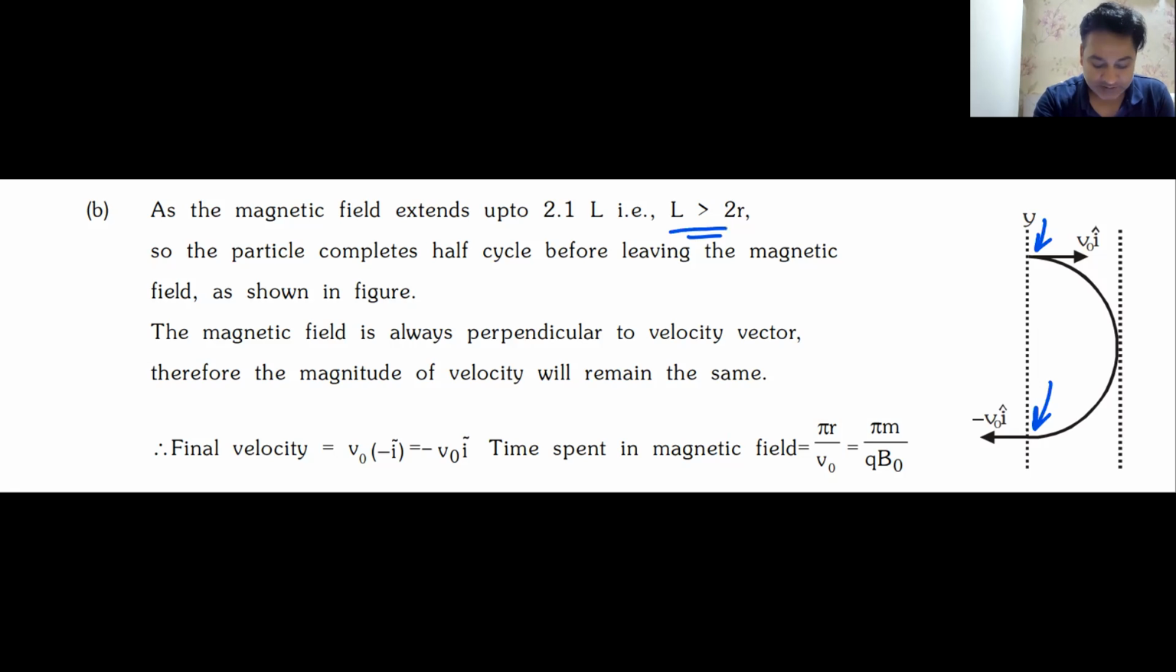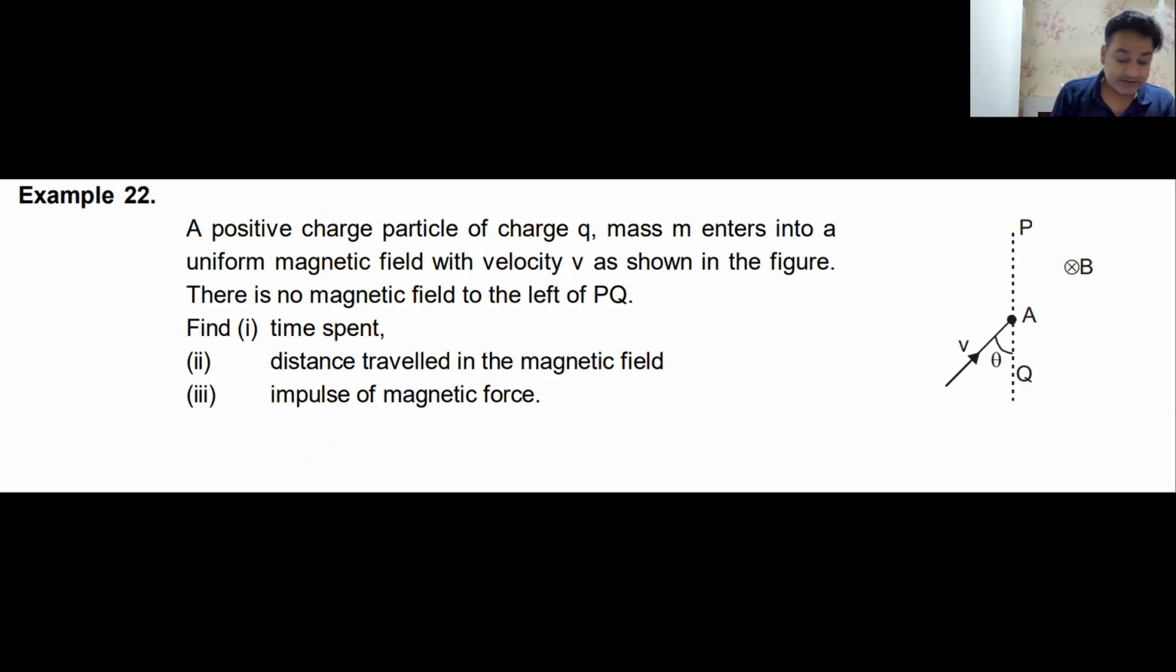And this is the one, and I want the answer quickly from your side. This is how the electron or charged particle is entering. This side we don't have any magnetic field. On this side you have a magnetic field which is going inside. A positive charge of charge q and mass m enters into a uniform magnetic field with velocity v. There is no magnetic field on the left. Find the distance traveled and the impulse of the magnetic force.